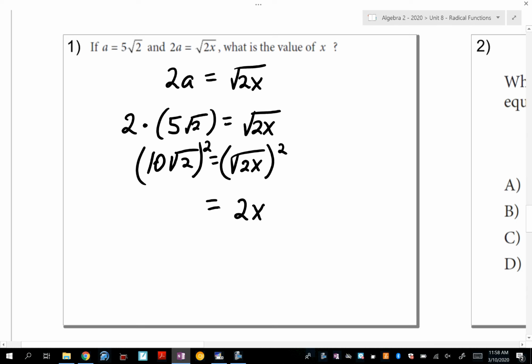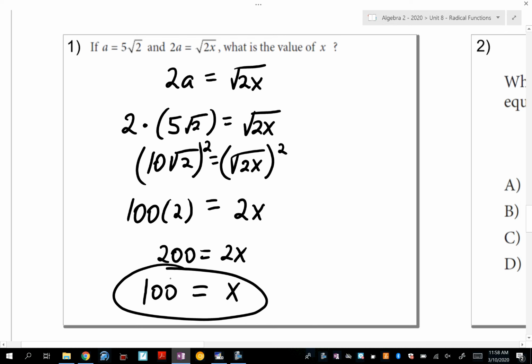Now be careful on the left side. Do you see how the 10 is not in the radical? So when you square 10, what is 10 squared? 100. Very good. And then the square root of 2 squared is just 2 with no radical. So that becomes 200. Now we don't have a radical, so we can just divide both sides by 2 to get x is equal to 100. I'm not lying. That is the answer. x is equal to 100.